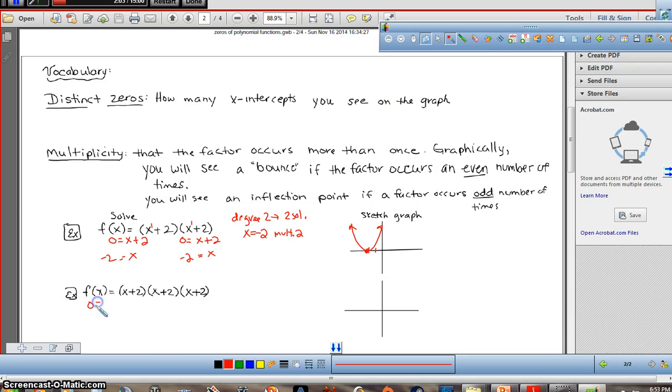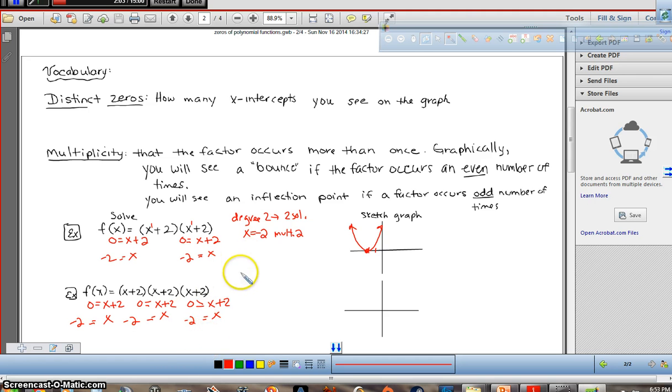Let's look at the next one. Take each factor and set it to 0. And solve each one. So now this one has one distinct 0. We have to have 1, 2, 3 solutions, it has a degree of 3. 3 solutions, they just happen to all be the same. So we would say that x would equal -2 with a multiplicity of 3.